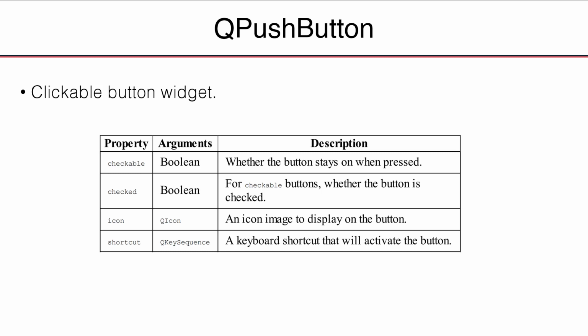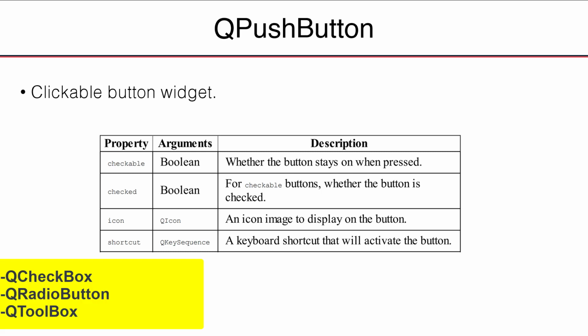The checkable and checked properties allow us to use this button as a toggle button that reflects on or off state, rather than just a click button that performs an action. All of these properties come from the QAbstractButton parent class. Similar to QPushButton, there are other similar classes like QCheckBox, QRadioButton, and QToolButton, which are similar to QPushButton. Now let us see how to display QPushButton in our window using PyQt.